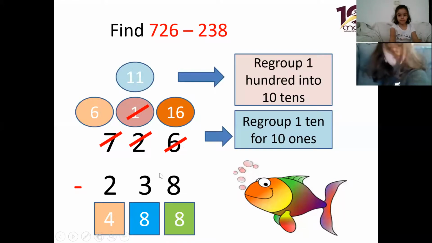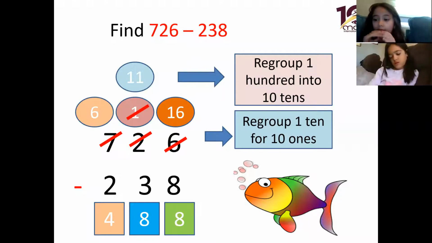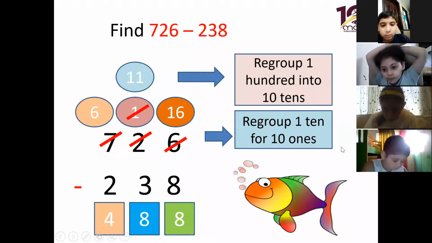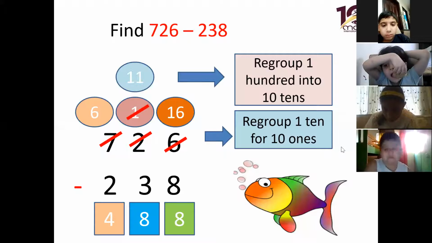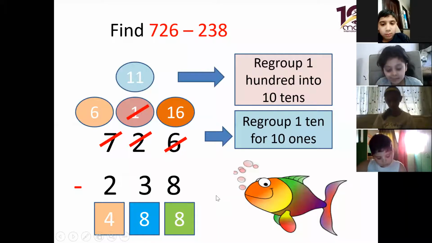488. Excellent. Now, when we subtract, remember that the answer has to be less than the number we subtracted from. So we subtracted 726 minus 238. The answer is 488. Is 488 less than 726? Zaina, turn on your camera, please. Yes, 726 is more than 488. So probably we subtracted correctly. We have to get a number that is less.